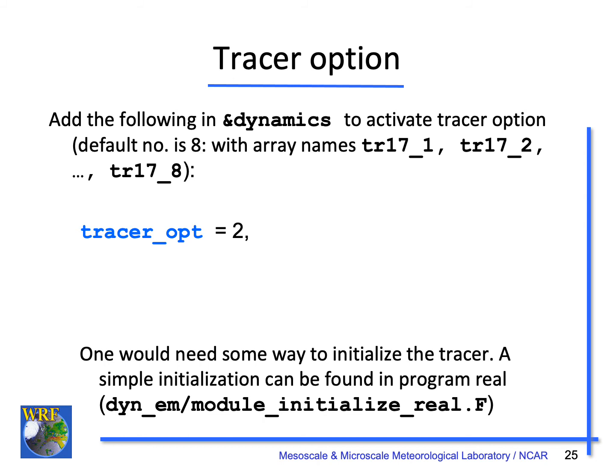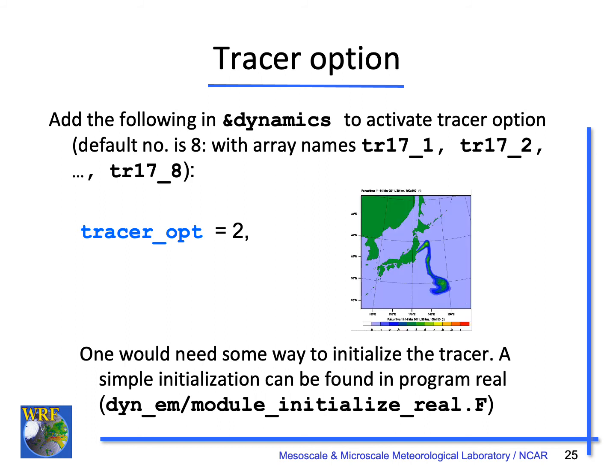The WRF model has a tracer option, which is activated by namelist option tracer_opt. There are 8 tracer arrays by default, but more can be added in the registry. The simplest way to initialize the tracers is to set them in program real.exe with initial values. Code can be added to do continuous releases, like the example shown in the how to use the WRF registry talk. This image shows a tracer continuously released from the Fukushima site at some time into the model integration. Note that the tracers are not impacted by physics in this simple implementation.